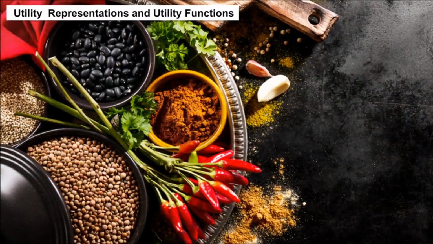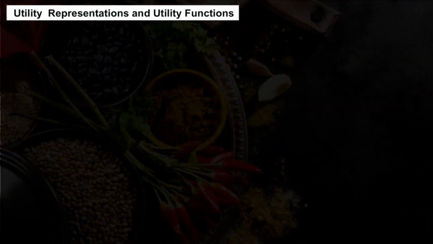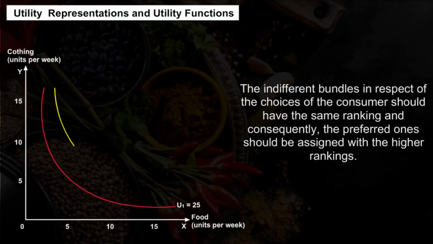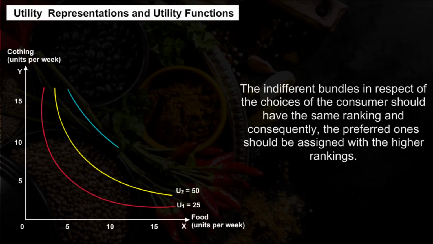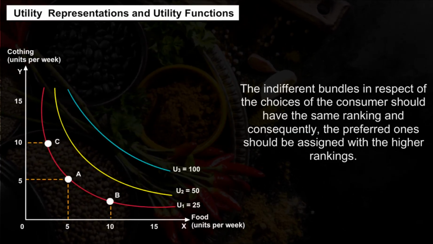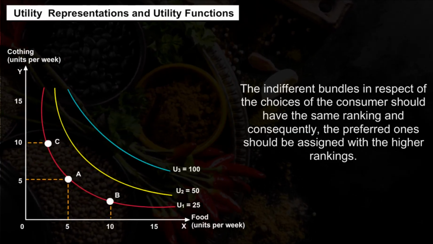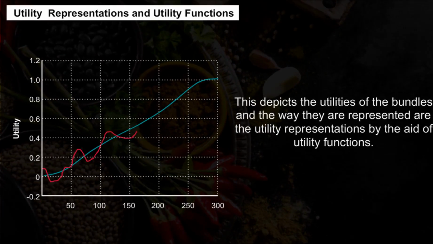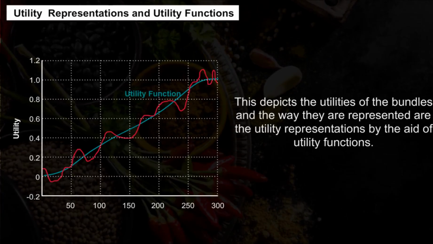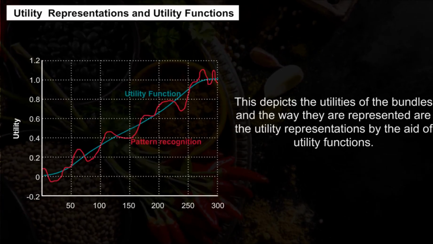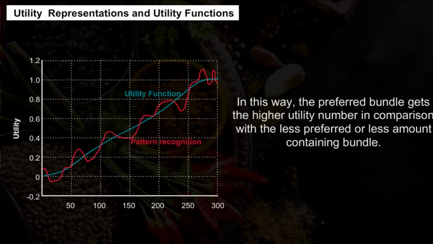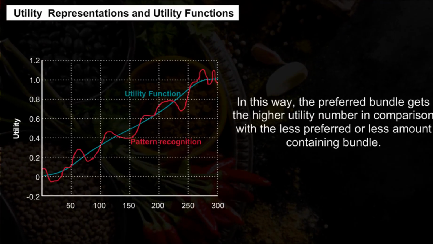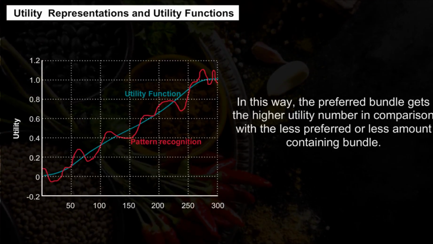Utility representations and utility functions. The indifferent bundles in respect of the choices of the consumer should have the same ranking, and consequently, the preferred ones should be assigned higher rankings. This depicts the utilities of the bundles, and the way they are represented is called utility representation, by the aid of utility functions. In this way, the preferred bundle gets a higher utility number in comparison with the less preferred or lesser-amount-containing bundle.